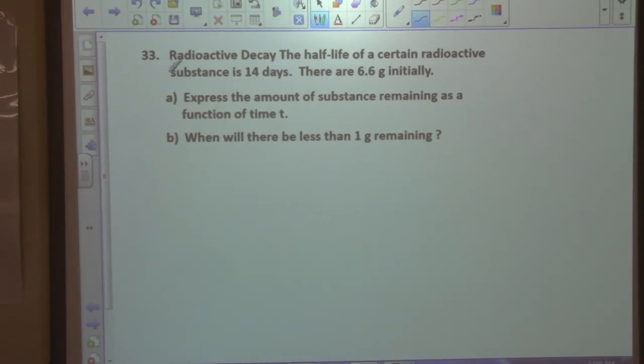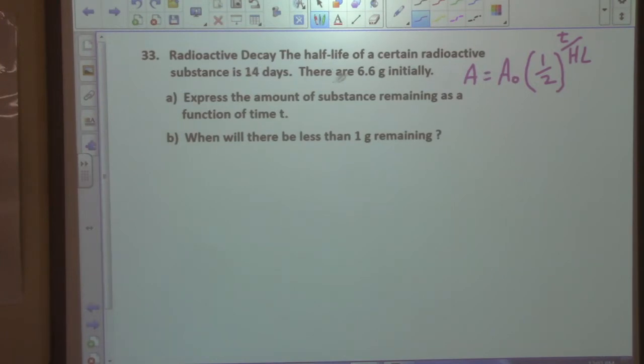We're going to work on problems 33 and 34, half-life problems. The half-life of a certain radioactive substance is 14 days, and there are 6.6 grams initially. This takes a half-life equation of this form: your amount, I'm going to call amount A, equals our starting amount times 1/2 to the power of time divided by our half-life. So that's just our basic half-life formula.